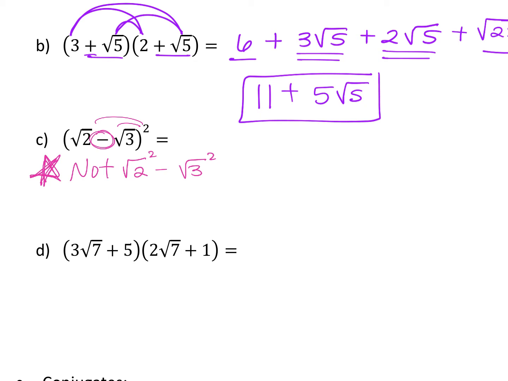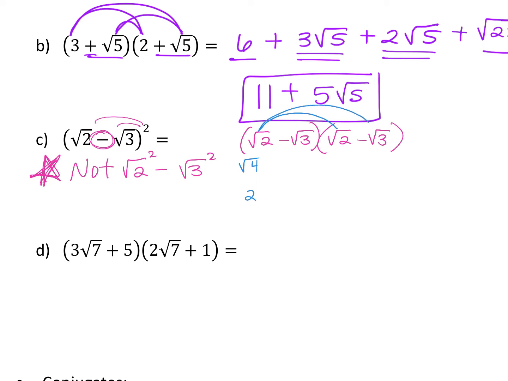What you need to do is think of it as a binomial squared. So think of it as this, the square root of 2 minus the square root of 3 times the square root of 2 minus the square root of 3, okay? And when you see it that way, then it's like, oh yes, we need to FOIL. So we're going to FOIL this. The square root of 2 times the square root of 2 is the square root of 4. Again, you can just call that 2 right off the bat if you want.